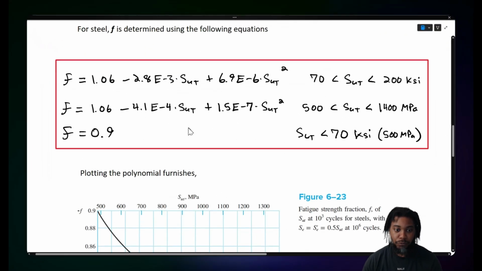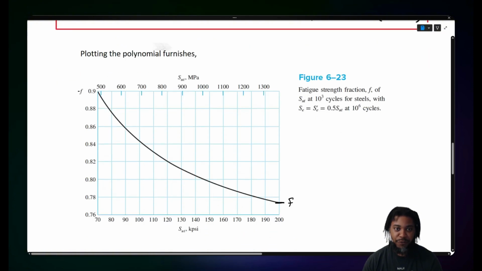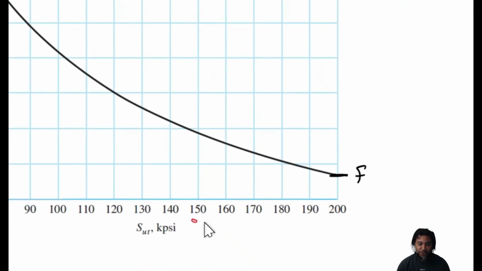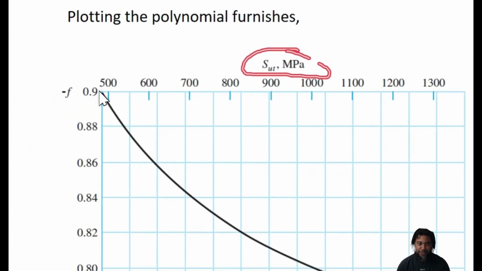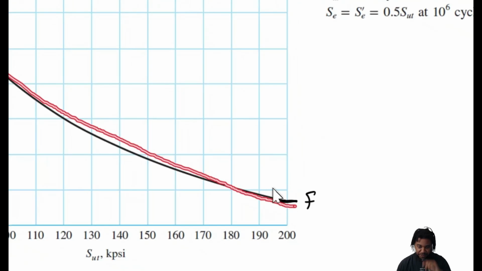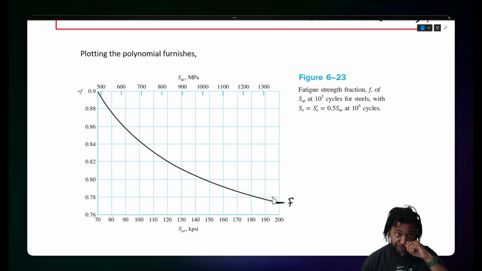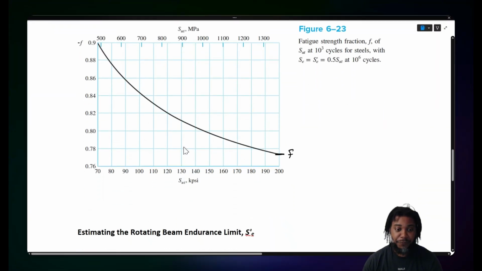Right? Now, if we plot these polynomials, we get the following plot of that F factor versus the ultimate tensile strength in the two sets of units. You can see that it tapers down, and then once we get to a certain point, we're stuck at a critical value.